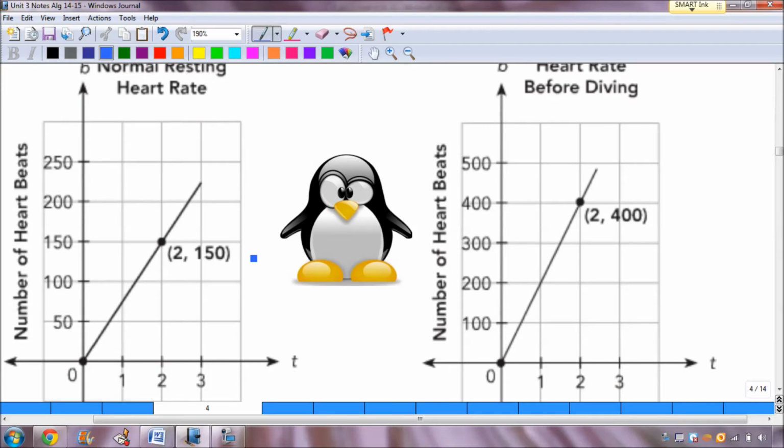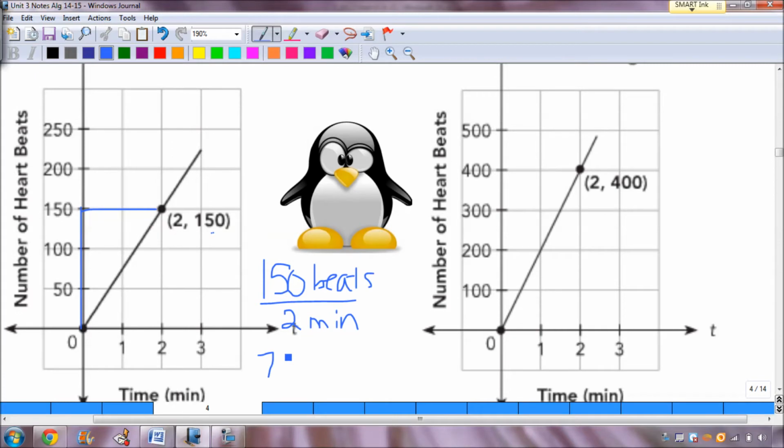So to figure out the heart rate, we just have to figure out how many beats per minute the penguin's heart is beating at. So right here we know that it took, just like we always do, 150 beats in 2 minutes, but it's really because the rise was 150 beats and the run was 2 minutes. So when you divide that information out, you get 75 beats per minute. Okay? And then over here, I'm going to do the same thing.